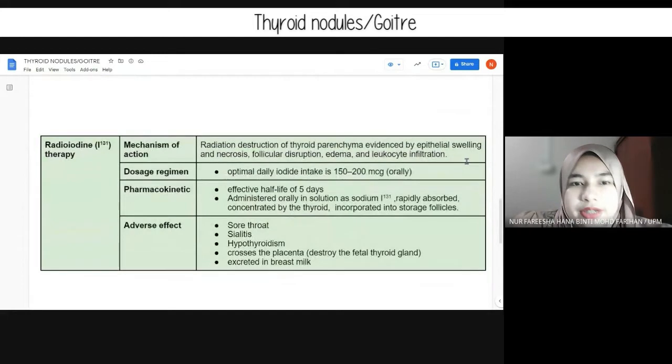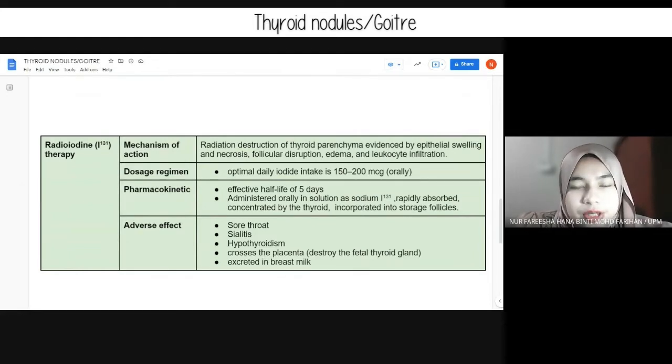Okay, lastly is radioiodine therapy, in which the radiation will disrupt the thyroid parenchyma, evidenced by epithelial swelling and necrosis, follicular disruption, edema, and mucosal infiltration. The dosage regimen for radioiodine therapy is 150 to 200 microgram, given orally. For pharmacokinetics, the effective half-life is 5 days and it is administered orally in solution as sodium iodide. It is rapidly absorbed and concentrated by the thyroid so it can incorporate into the storage follicles.